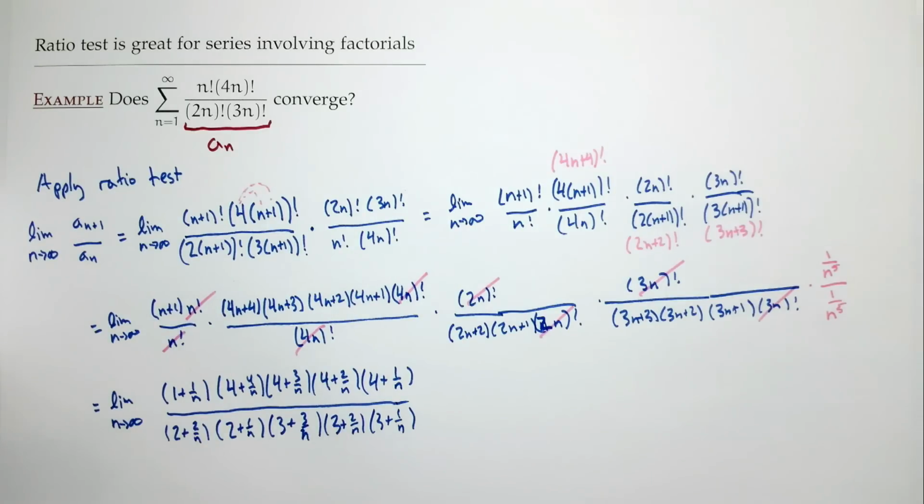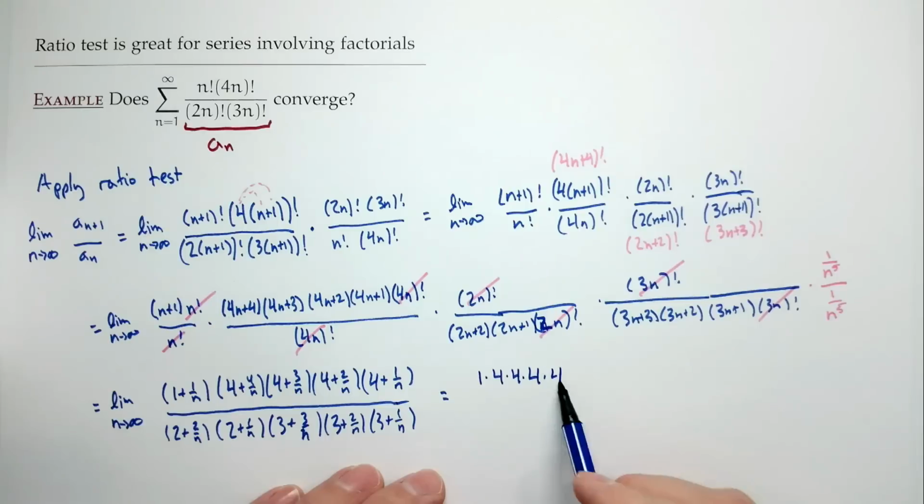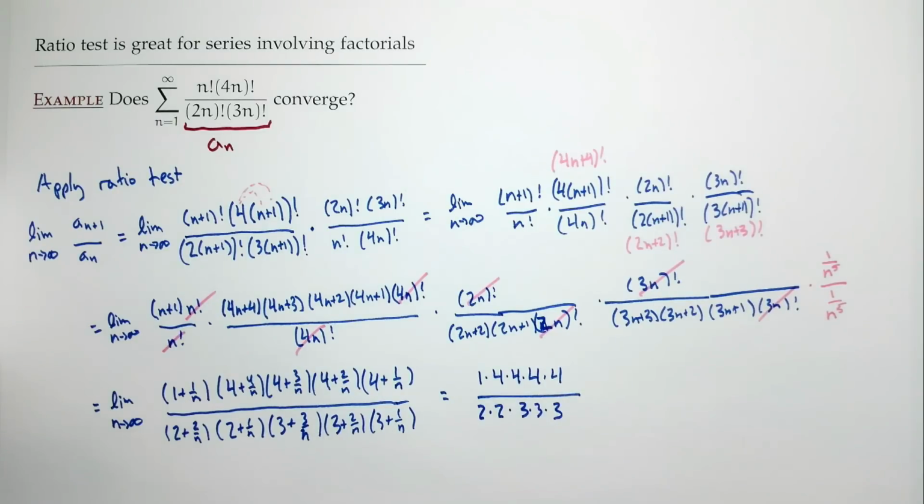And now we say, this is easy. Because all the terms that involve n are going to go to 0. So this is going to be 1 times 4 times 4 times 4 times 4, divided by 2 times 2 times 3 times 3 times 3. Well, if I take 4 times 4 times 4 times 4, what do we get? Well, that's a lot of 4s. It's 256.